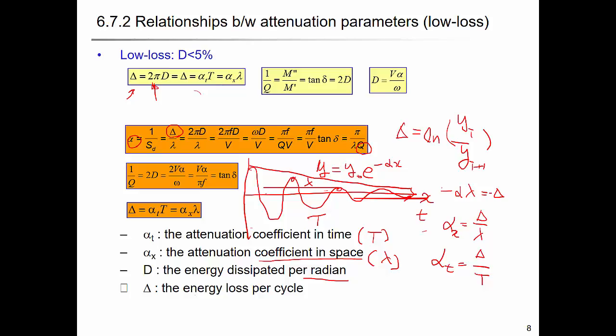And when people say alpha as an attenuation coefficient, it is generally the attenuation in space. Where is the alpha here? Yeah, this one is the same as the alpha x. So just remember the definitions, and that there are correlations among these parameters.